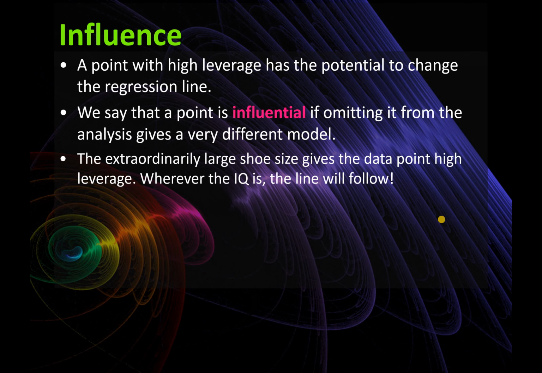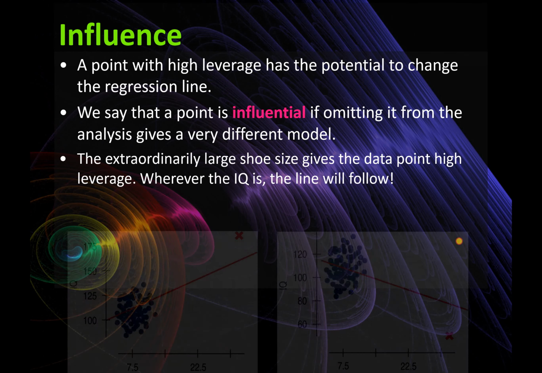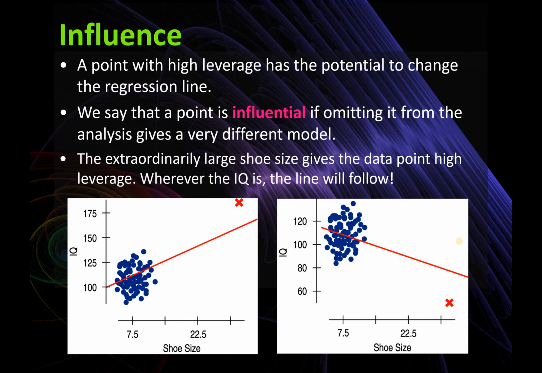So if we wanted to talk about the relationship between shoe size and IQ, you shouldn't really see much of a relationship. But if I can find one person that's well outside the range of my population, whether that person has a very high IQ or a very low IQ, if we've got a huge shoe size, that person is going to drag the line of regression closer to it.